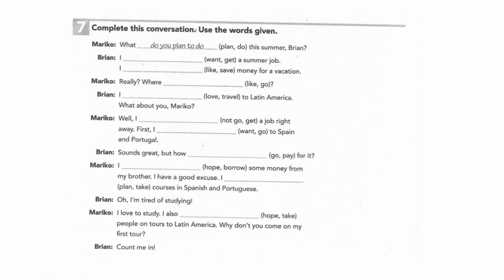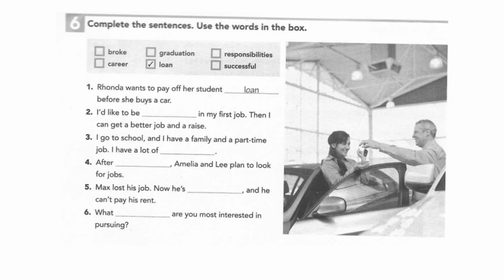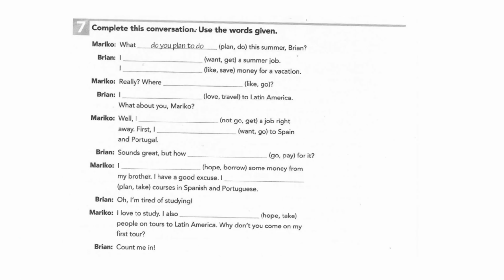Okay, so you have two exercises with these verbs. Number 6 here. Here you have to choose one of the verbs here and place it in the blank spaces. Here you have to work with that structure. This is the most important one for this given topic. Want and get, like and save, like and go. Remember, here you are not going to use going to, right? Okay, we're going to use only what we have in parentheses. So these verbs.